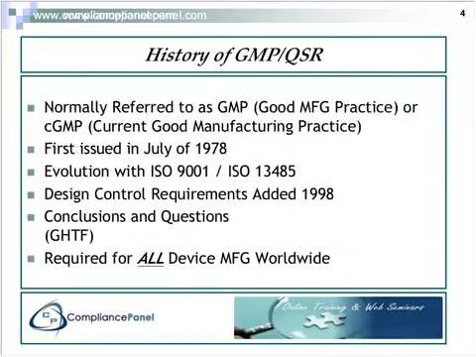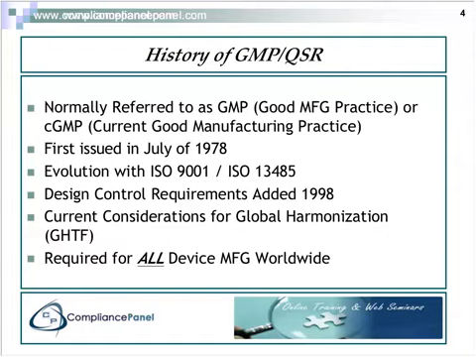As we go forward through a history of the GMP or QSR, Quality System Regulation, this requirement was initially released in July of 1978, and its original title was Manufacture, Packaging, Storage, Installation of Medical Devices, Regulations Establishing Good Manufacturing Practices, or GMP. It is also sometimes referred to as Current GMP or CGMP. In 1978, there were no other quality system regulations at the time this was released, such as ISO 9001 or ISO 13485, as we have today.